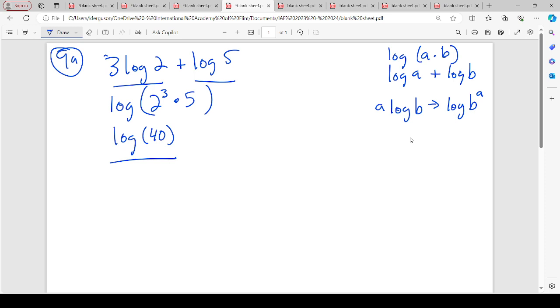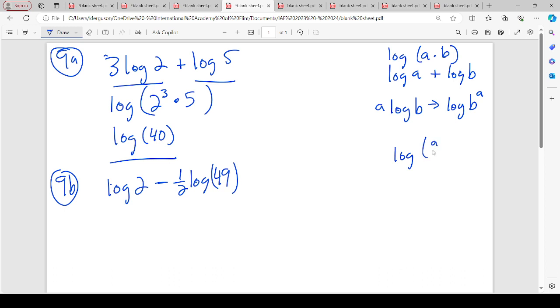So I'm gonna jump to C. No, I'll do B and C. So let's do B. So B is log of 2 minus 1/2 of log of 49. So say it again, sir. Yep. So subtraction. If I got log of A divided by B, that can be written as log of A minus log of B. So that's how it's written now. So I need to switch it because I want it to be 1 log. So I'm going to have log of 2 divided by.